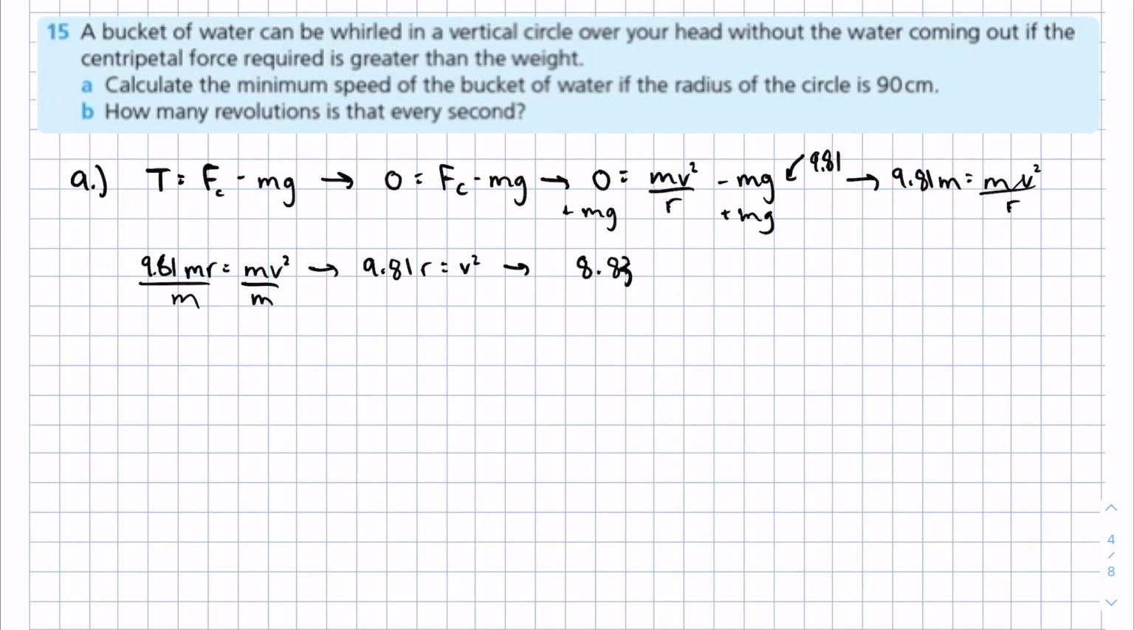8.83 equals velocity squared. Therefore the velocity is going to be the square root of this. So velocity equals 2.97 meters per second.